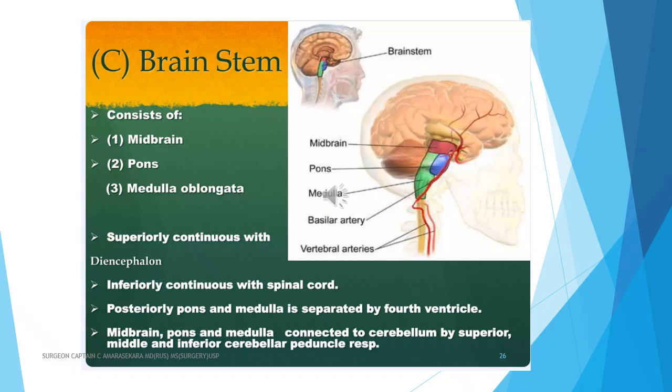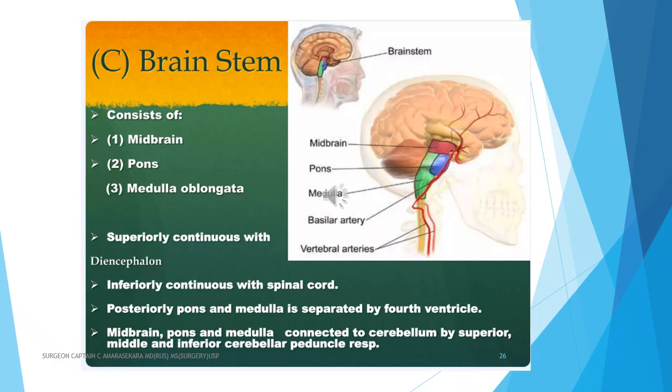Midbrain, also called mesencephalon. The midbrain is located superiorly, continuous with the diencephalon. It contains the cerebral peduncles, tectum, and cranial nerves 3 and 4, and is connected to the cerebellum via the superior cerebellar peduncle. Clinically, lesions may cause vertical gaze palsy, pupillary abnormalities, or decerebrate posturing.